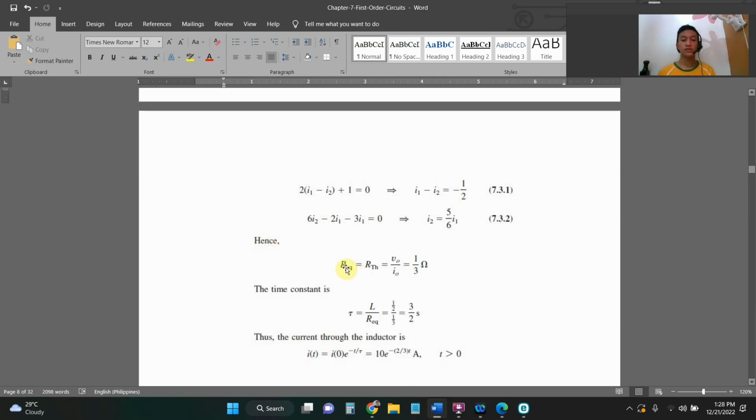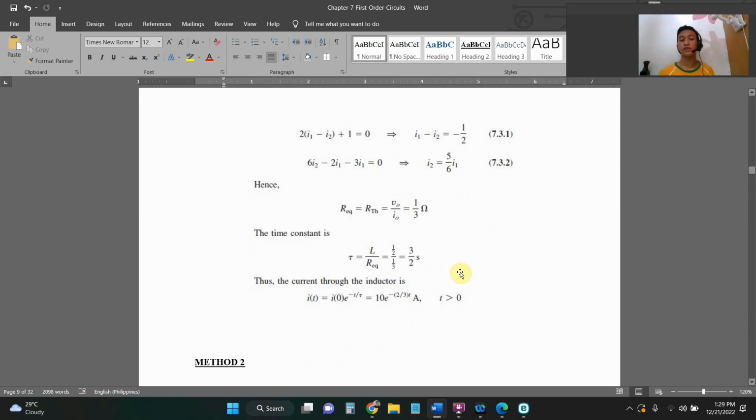So hence the equivalent resistance is R sub TH, and R sub TH is equal to V divided by I, which is 1/3 ohms. So the time constant is L over R, right? So we have the L of 1/2 and the equivalent resistance of 1/3. So we can get the time constant as 3/2 seconds. So thus the current through the inductor is equal to 10 e raised to negative 2t divided by 3 amperes.